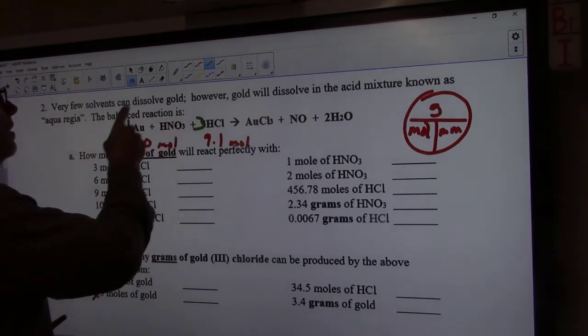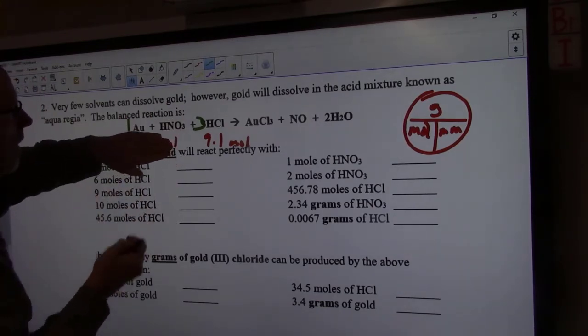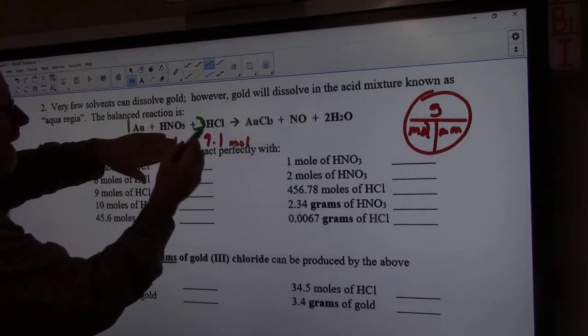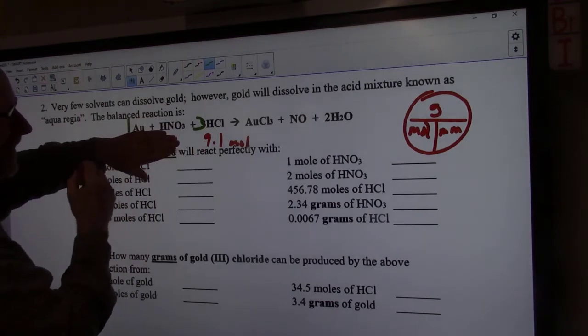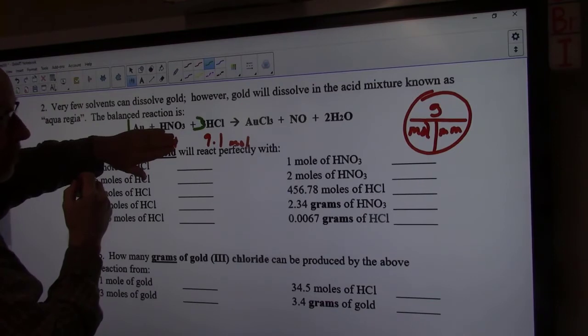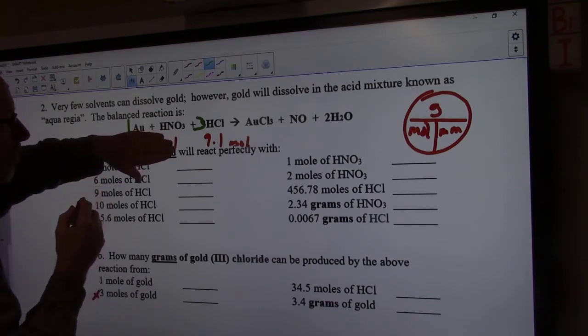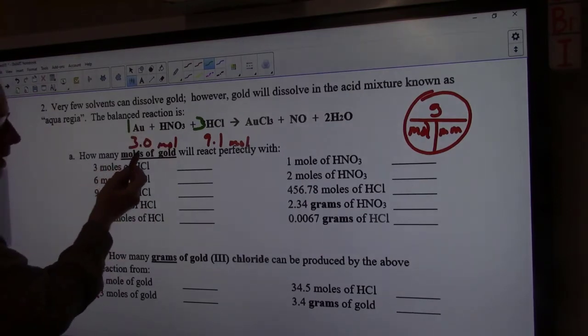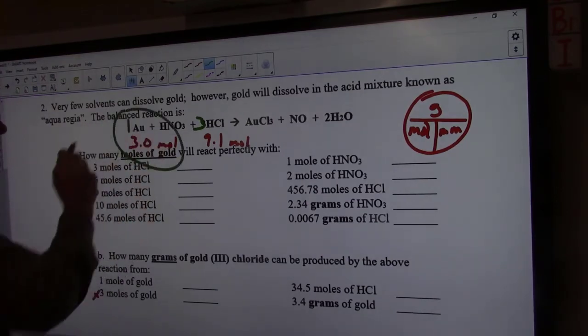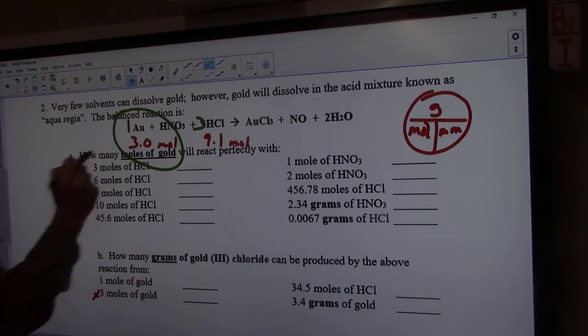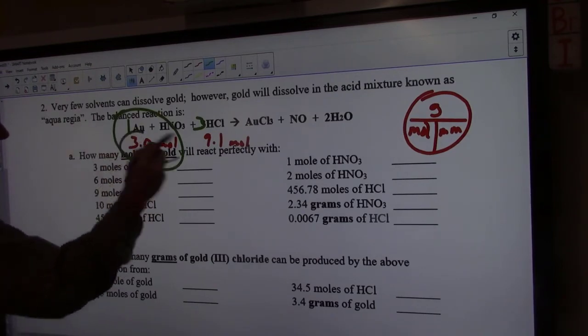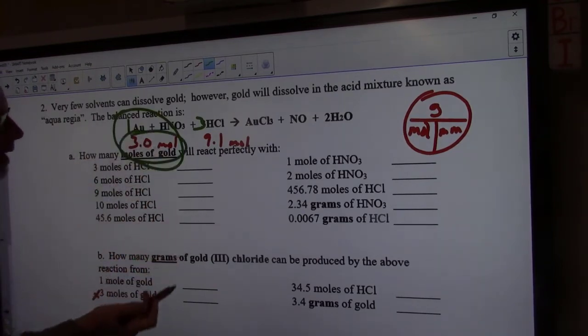You could have said 3:1. Now I'll cover up this one. 3:1 as 9.1 is to, I think it's 3.3. And I'd say, come on, do I have 3.3? Oh, no, I don't. I only have 3. So either way I do this, I find out that this is the limiting reagent, and that number, 3 moles, is what I use to calculate all these other numbers.